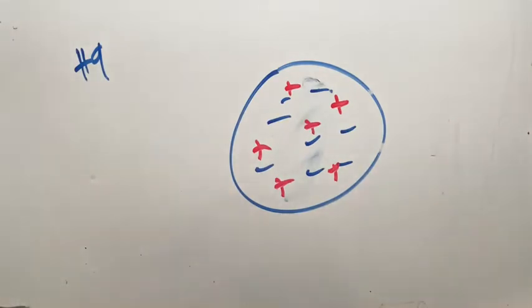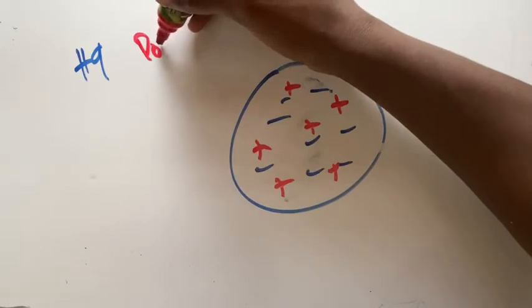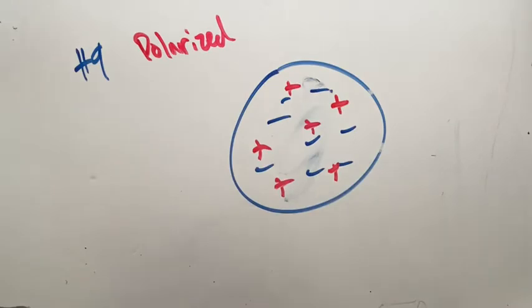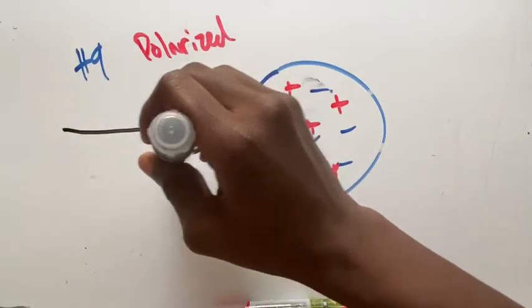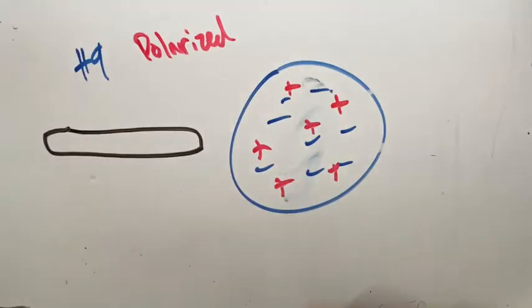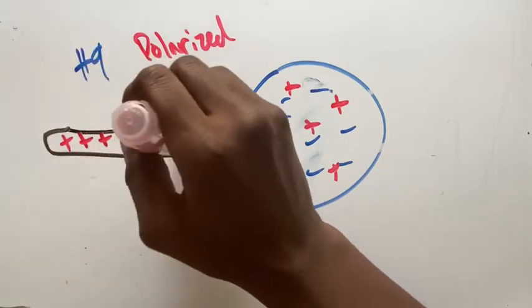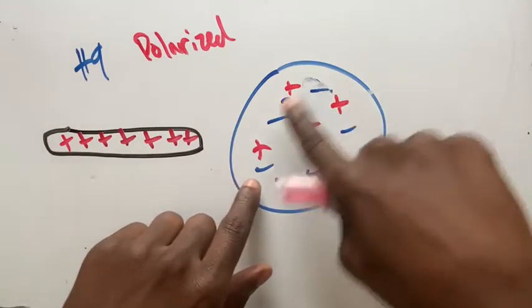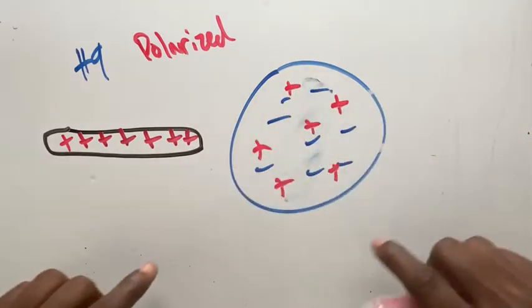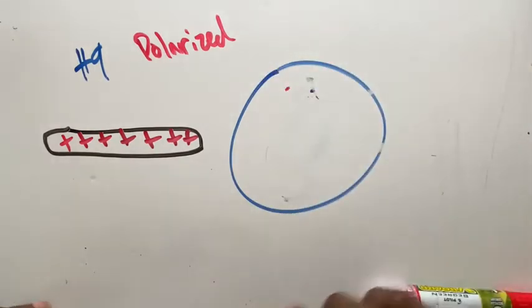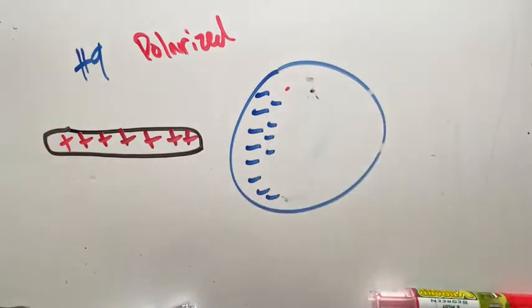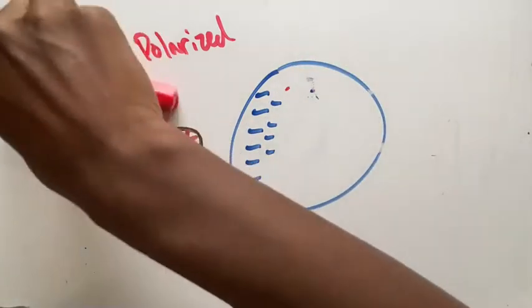So to polarize it really just means when I bring another object, let's say I bring a charged rod, and this rod is positively charged. So when I bring this rod here next to this object, the negatives in this object are going to be attracted to the rod. So the negatives are going to build up over here. It's going to push the positives to the other side.